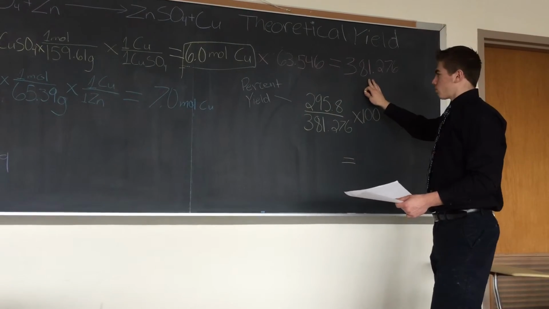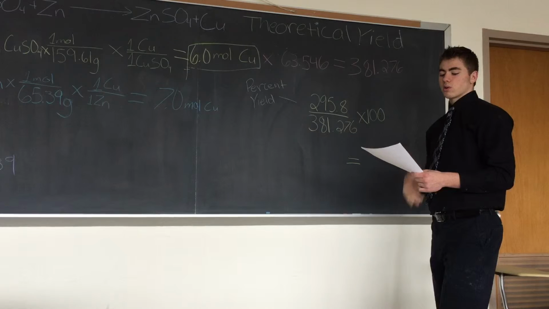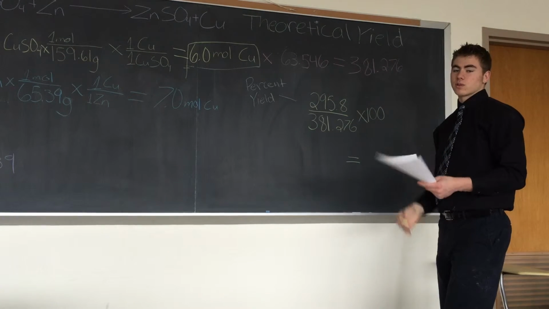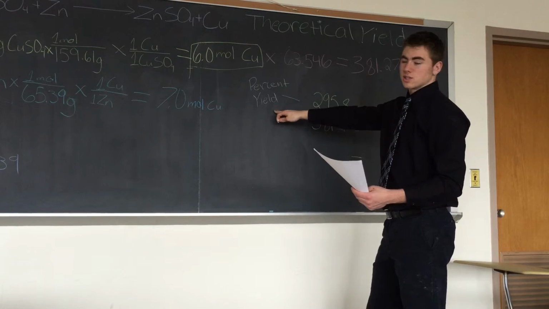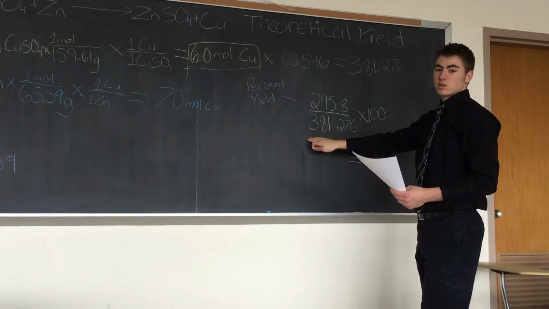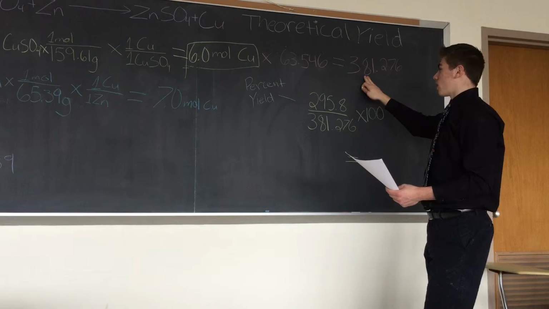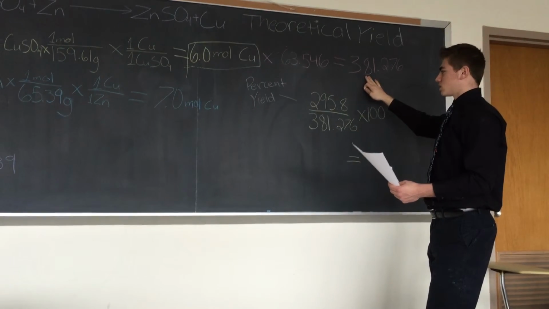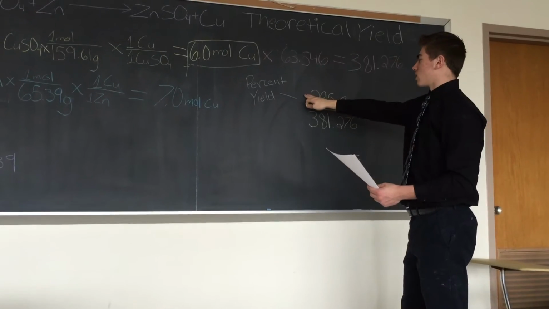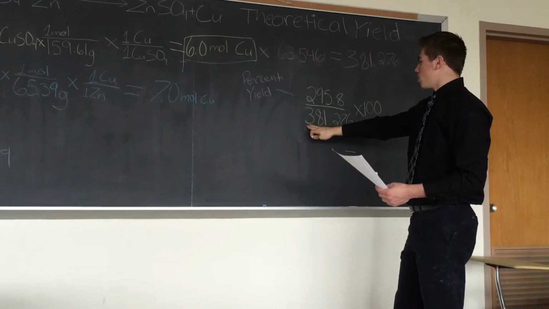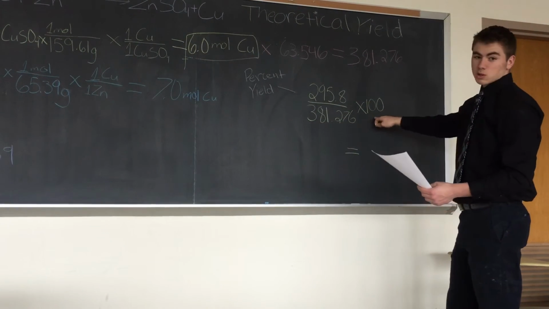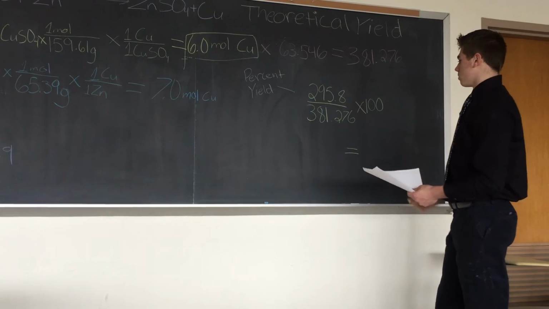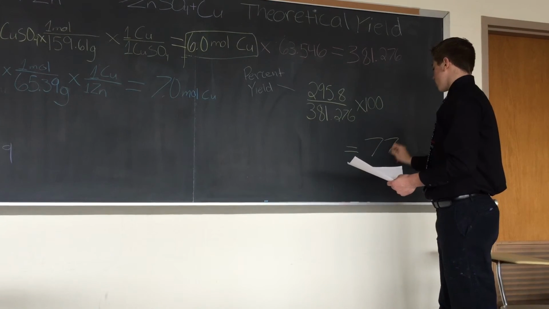You then take this number, and you are also given 295.8 grams of copper that are actually obtained in this reaction. And percent yield is experimental yield over theoretical yield, which was what we found was 381.276. So we take 295.8 over 381.276. We multiply that number by 100, and you get the answer 77%.